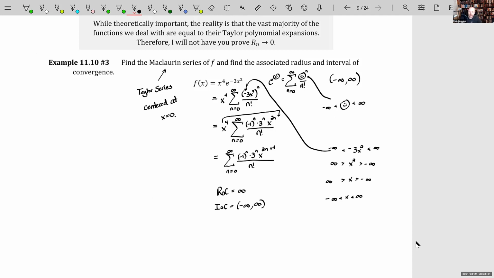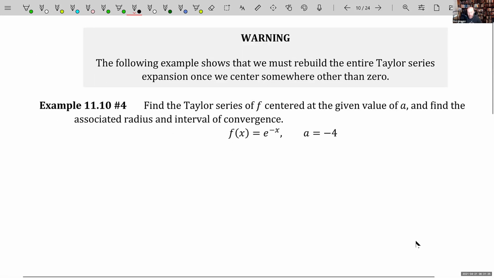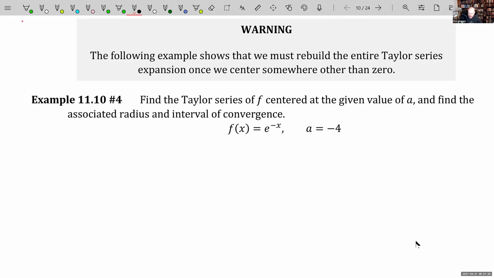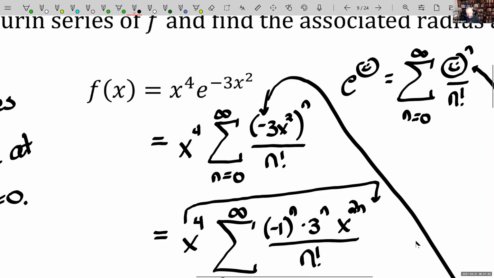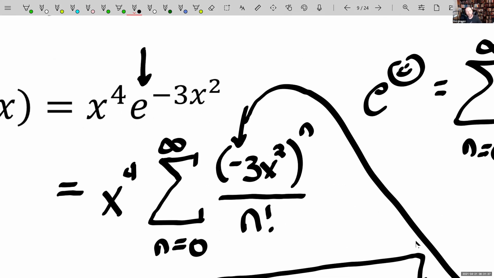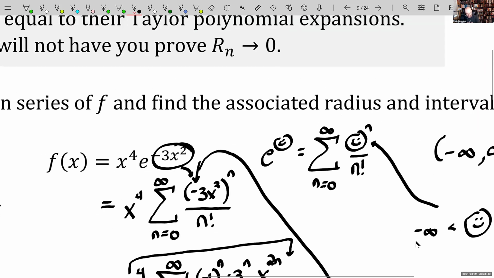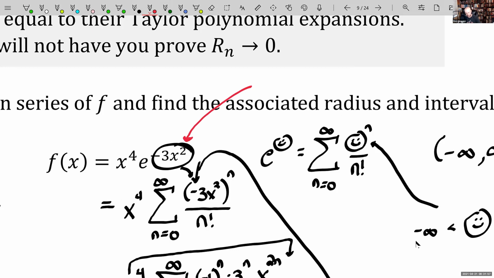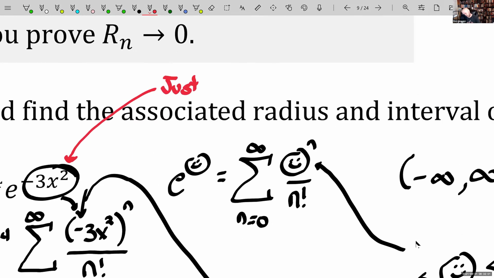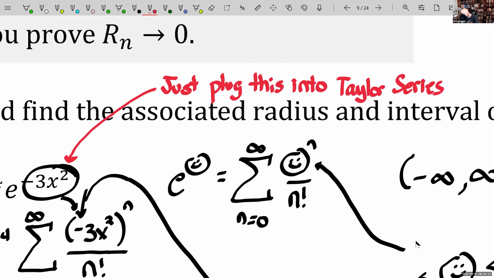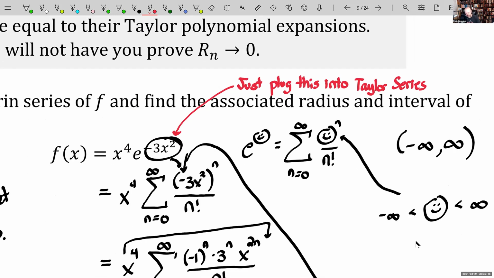All right. Let's try another one. Okay, so I said it loudly in the last example. I had said, as long as you have a power series representation or a Taylor series for your function, you could just take this and plug that into your Taylor series. Yay! But you can only do that, I'll write this in red, so let me replace this back, if you just plug this into the Taylor series, which was what we did. We plugged negative 3x squared into the Taylor series right here.